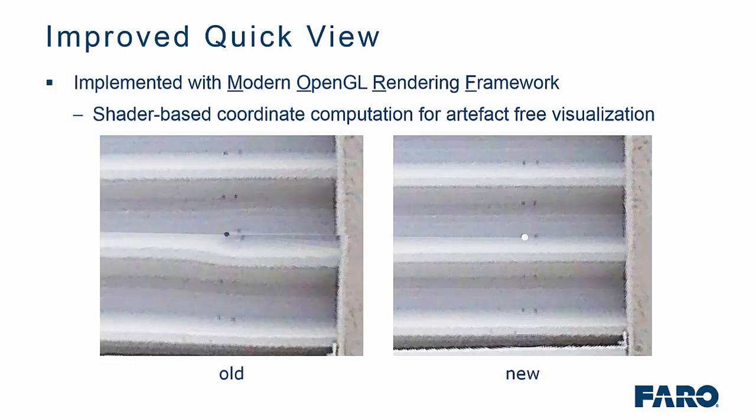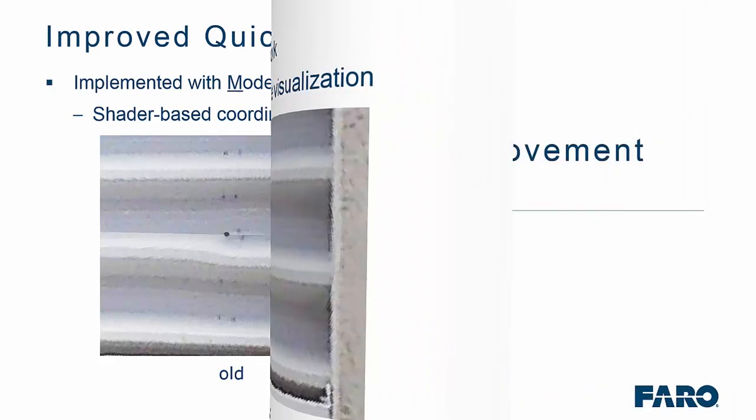Also, from a quick view perspective, we've implemented a new modern OpenGL rendering framework. So with shader-based coordinate artifact visualization, you can see on the left the quality of the data in the old versions of Scene and how that is much crisper on the right hand side with the new coordinate system.